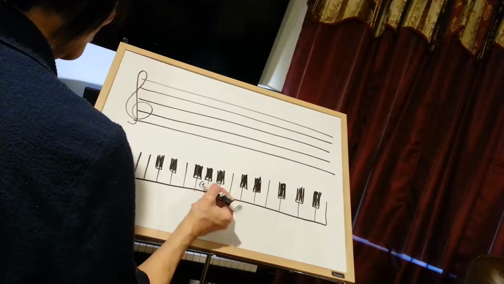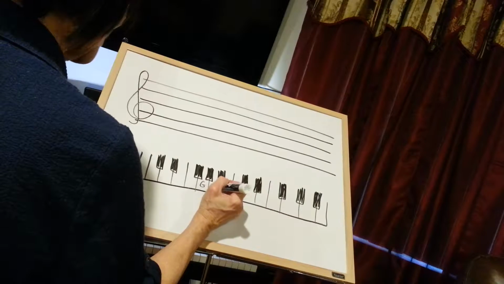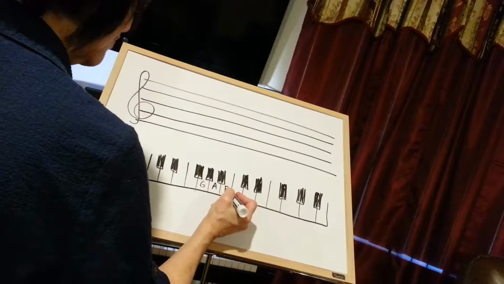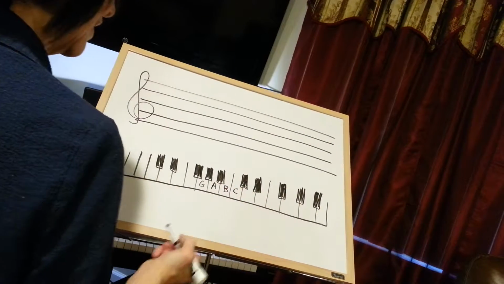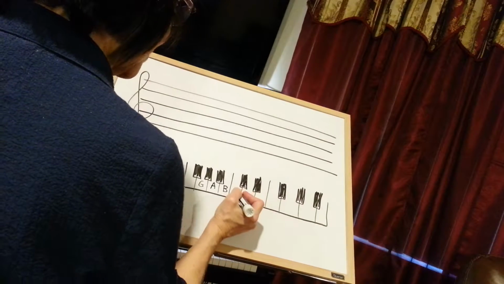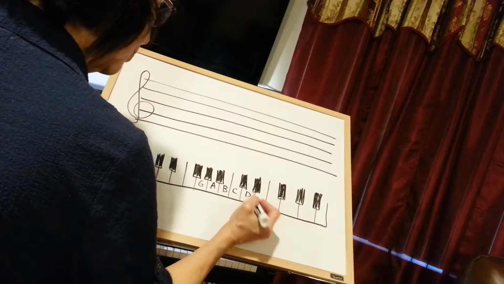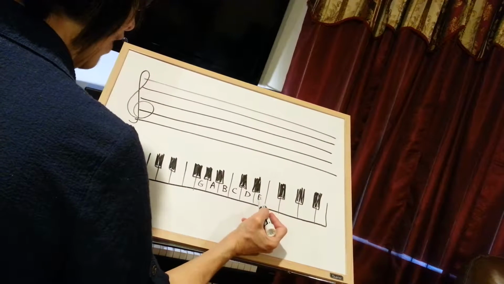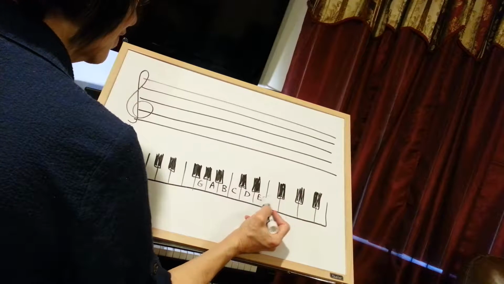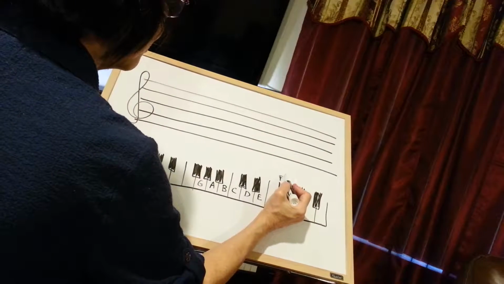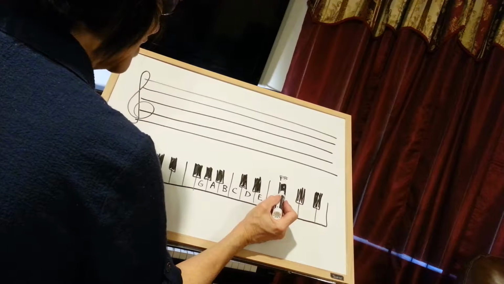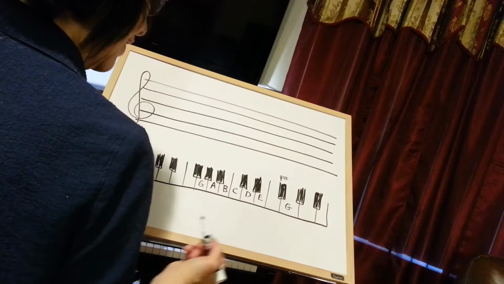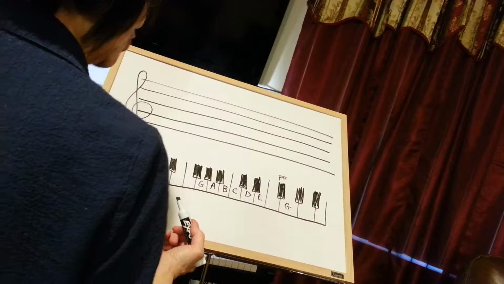2 whole steps. So G to A is a whole, A to B is a whole, then a half step, so B to C is a half. Then I need 3 whole steps, so C to D is a whole, D to E is a whole. Now how do I make a whole here? I have to go to F sharp, and then a half step to end to G. So there I have my G major scale.